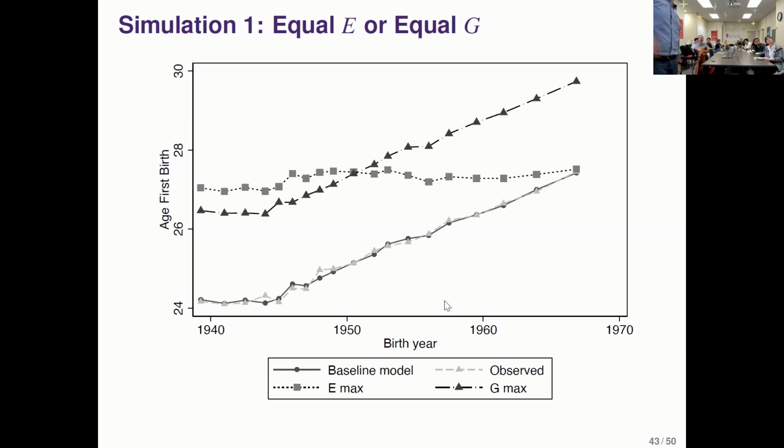On the other side, we look at what happens if we give everyone the maximum level of the pill. If the pill was fully available for everyone starting from the 1940s, we see that there would be basically no variation in age of first birth.